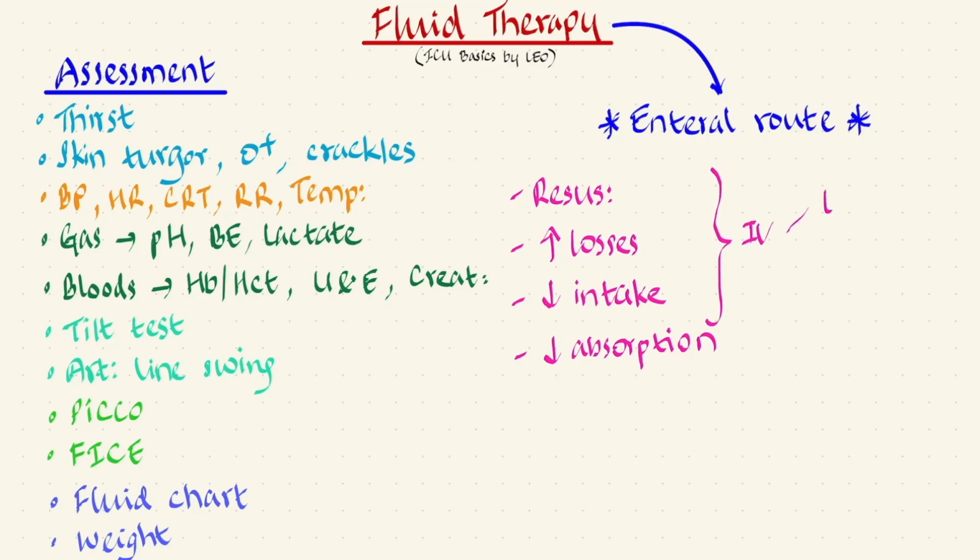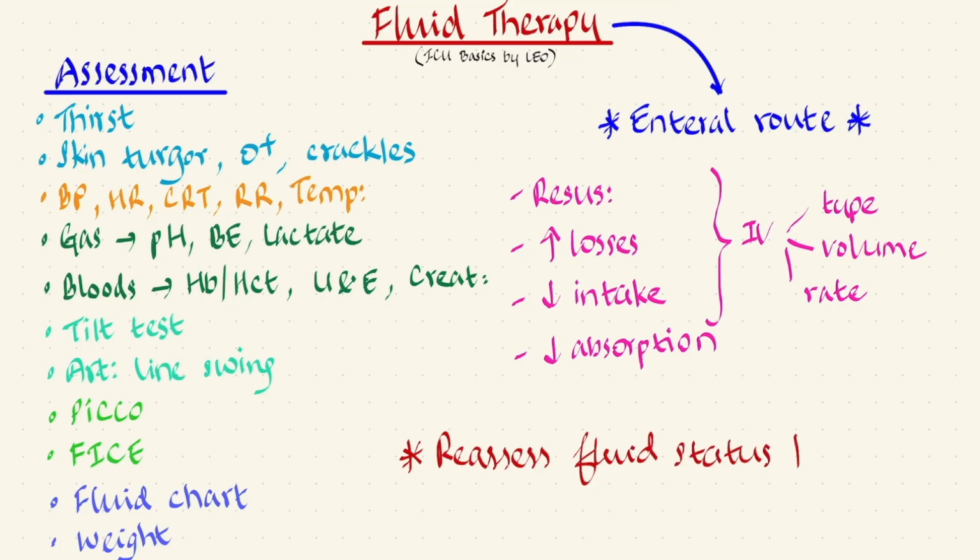IV fluid prescriptions should include the type, volume, and rate of fluid to be administered, and frequent reassessment of patients' fluid status is necessary. The choice of fluid is determined by fluid and electrolyte requirements depending on pathology. We should stop IV fluids when patients are clinically stable and able to tolerate oral or enteral fluids.